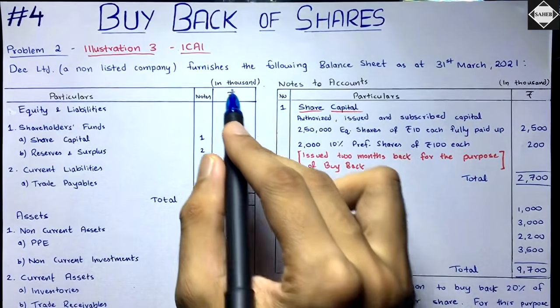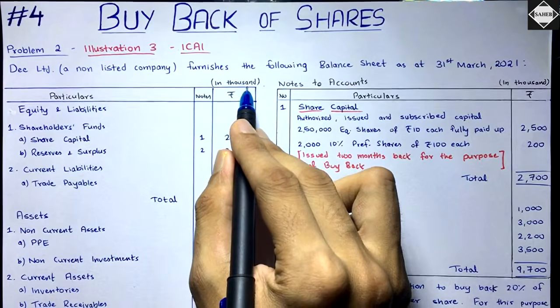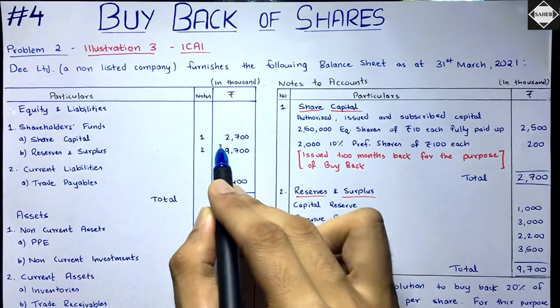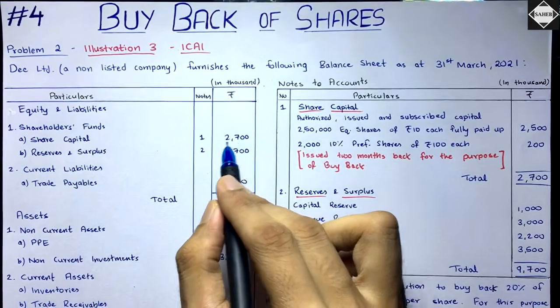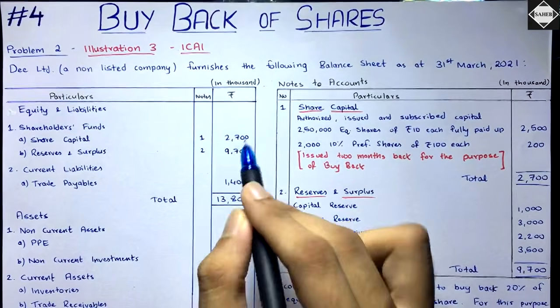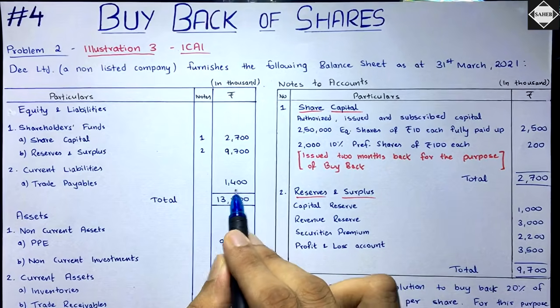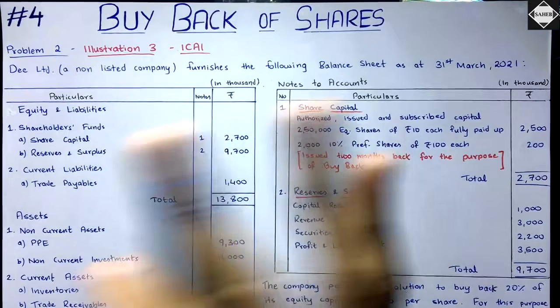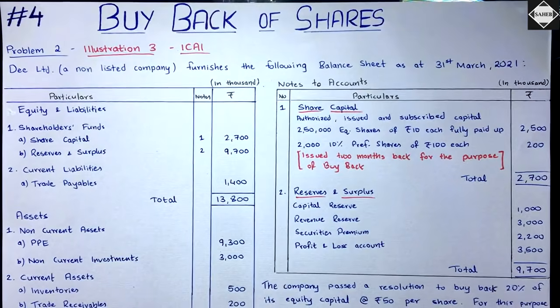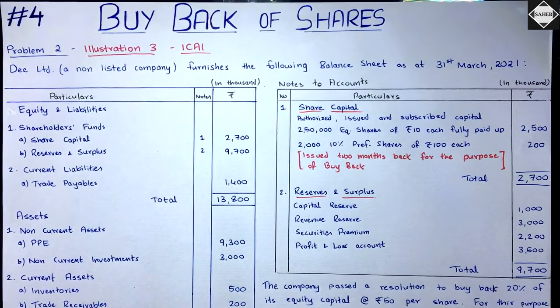Why? Because at the top in the column they have said in thousand. Yes, they are represented in thousand, but actually they are in lakhs. So 2700 means 27 lakh. 1400 means 14 lakhs. 100 means 1 lakh, like that. 3 more zeros you have to add. Fine. So see the balance sheet over here. A simple balance sheet has been given.